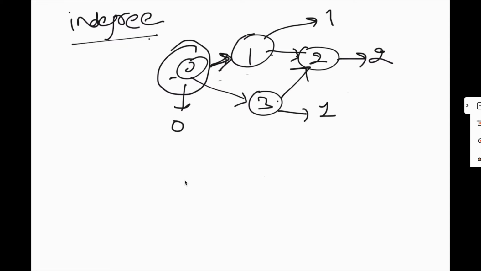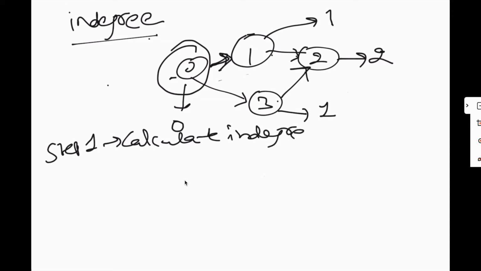So first we will calculate the indegree for all the nodes in a given graph. This is our step 1: calculate indegrees. Step 2 is using indegrees to create the topological ordering.